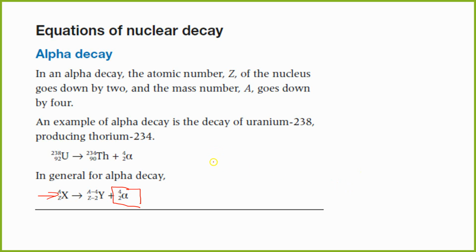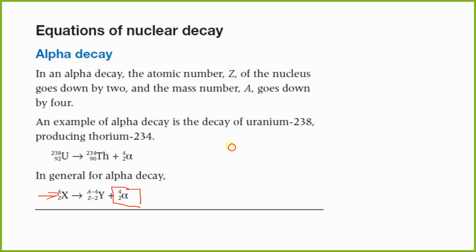So note the general form as I said. They don't even have to give you the daughter nuclei. They could just say, write out that equation for an alpha decay. You must always remember that, all right?